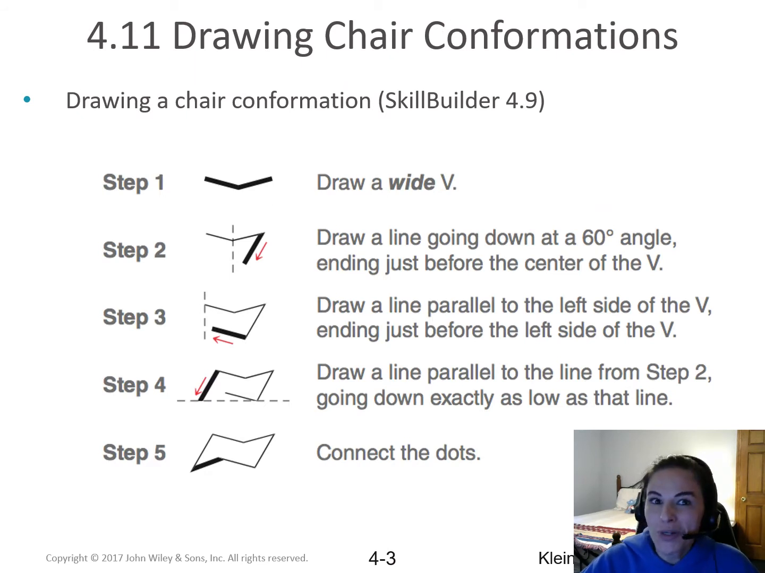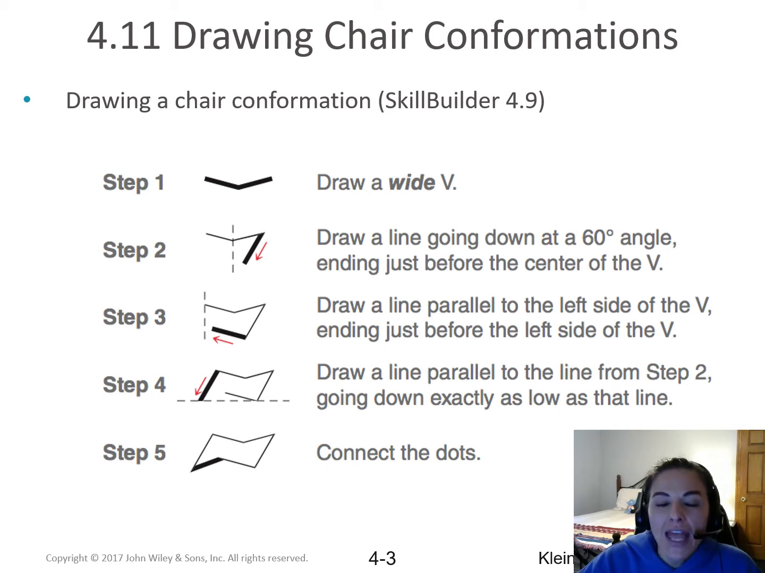So how do we draw a chair conformation of cyclohexane? There are several ways, and it does take a little getting used to, but this is the one we're going to work through. First, you're going to want to draw a wide V. Second, draw a line going down at an angle of about 60 degrees, ending just before the center of the V, as you can see here in step 2.